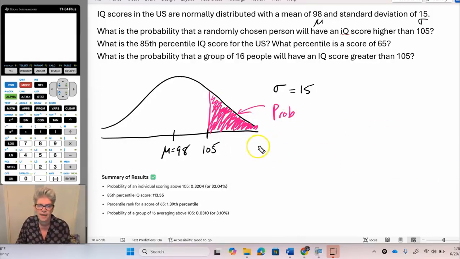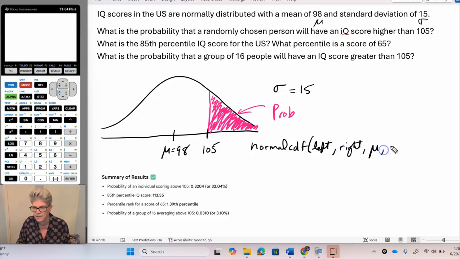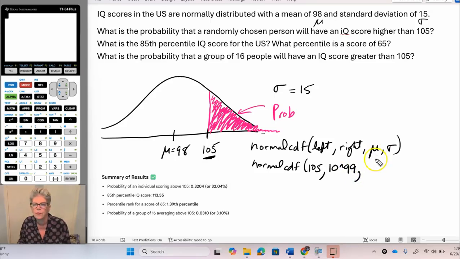So the command I need in the calculator is the normal CDF command. And I need to have my left score, then my right score, then my mean and my standard deviation. Now in the calculator it'll ask for low and high, but if you're reading it off of here, for this red area the left score is 105, so the lower limit is 105. And then the right score, well, there's no right limit. This keeps going on in theory forever. There's no infinity button on your calculator, so the way you handle that is you type in a really large number. And then for our mean, we were told it was 98 and our standard deviation is 15.